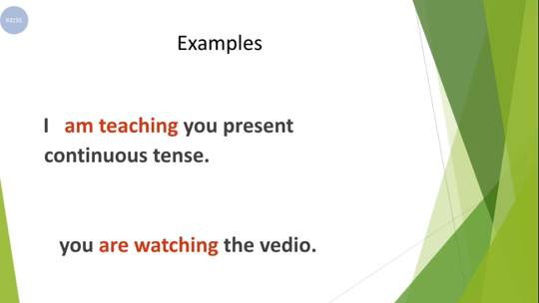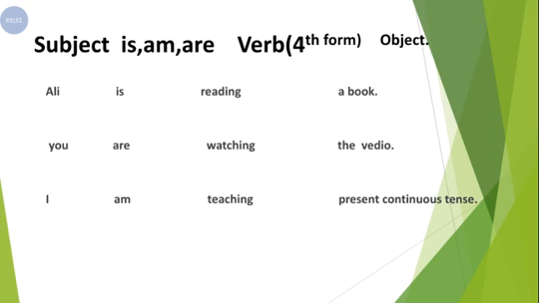Let's have some examples of present continuous tense. I am teaching you present continuous tense. So this action is ongoing. That's why this is your sentence of present continuous tense. You are watching the video. So the action is ongoing. This is also your sentence of present continuous tense. Now we will see how we are supposed to make the active sentences of present continuous tense.